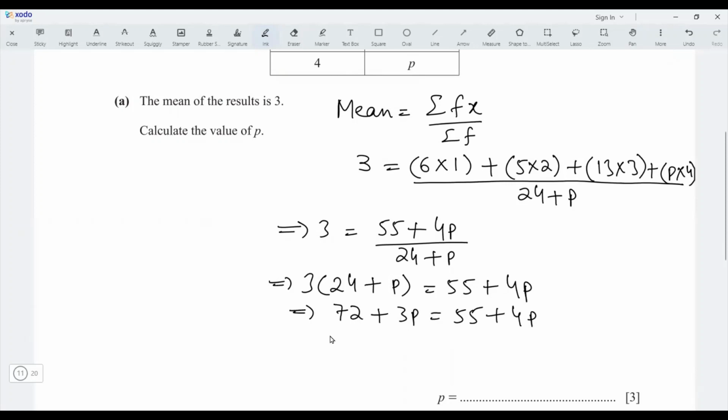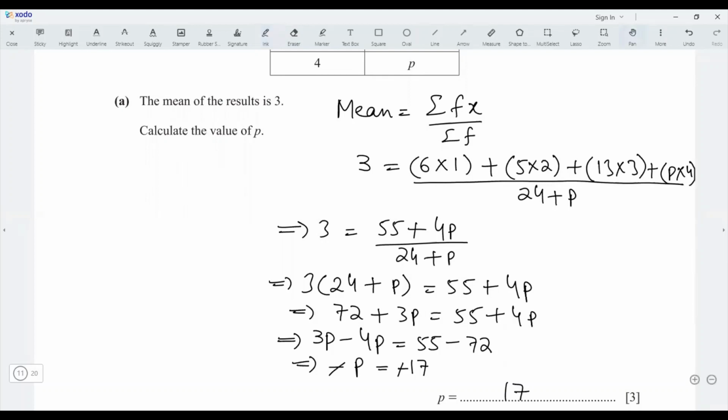Bringing the p's onto one side of the equation, that's 3p minus 4p, it will be subtracted 55 minus 72. So 3p minus 4p is negative p. Subtract 3 from 4, that's 1, and the sign will be negative. 72 minus 55 is 17, and the sign will be negative. Negative and negative will cancel, so p's answer will be 17.